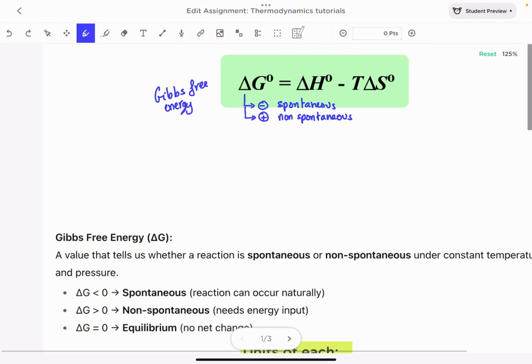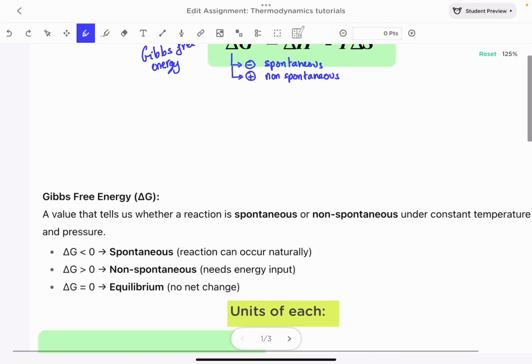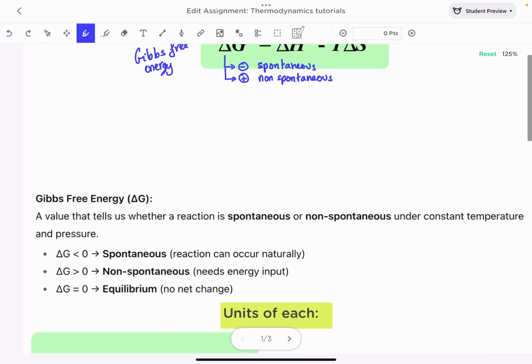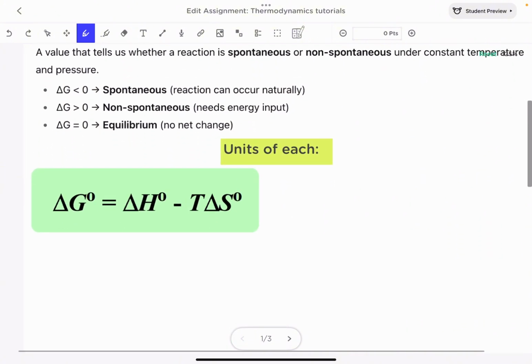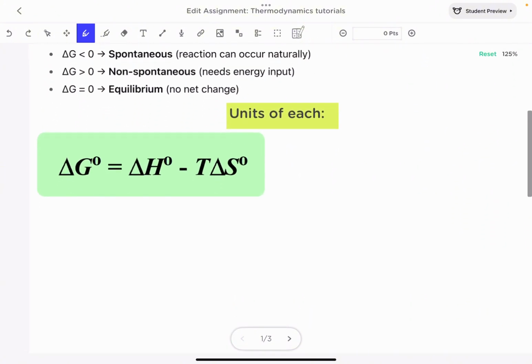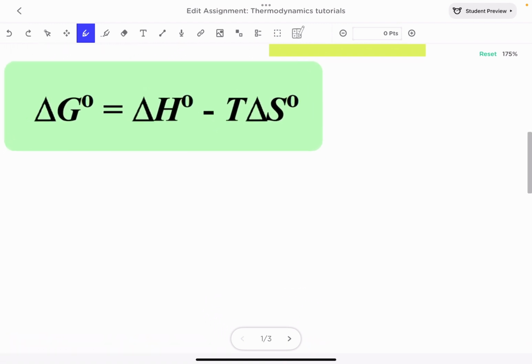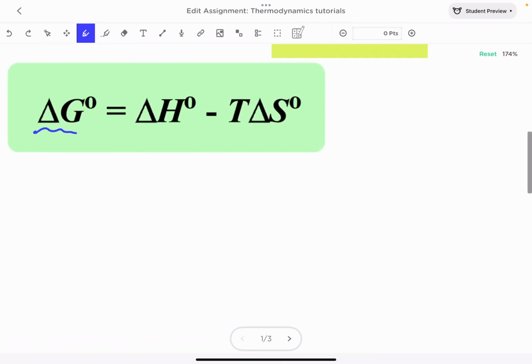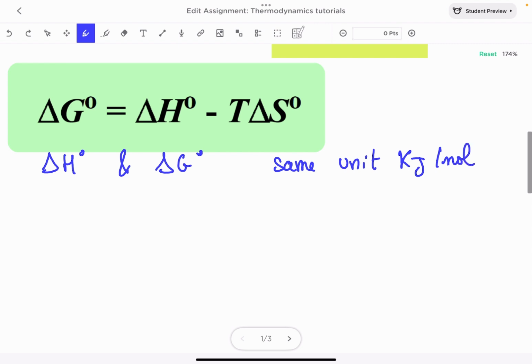And I've written a summary for it over here that you can look at. Now, let's move on to the units of delta G, delta H, and T delta S. Whenever we are doing calculations and solving questions in order to determine if delta G is spontaneous or not, we need to use the correct units. So delta H and delta G will always have the same unit, and they are in kilojoule per mole.